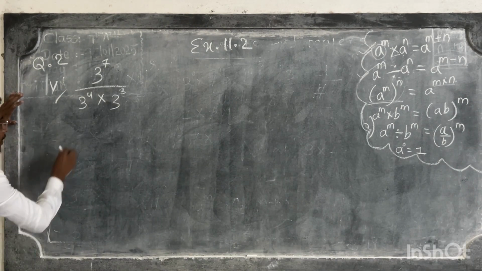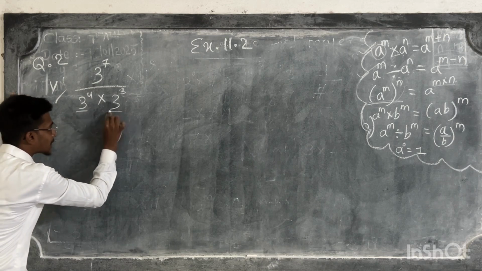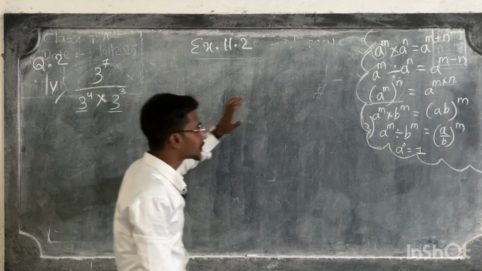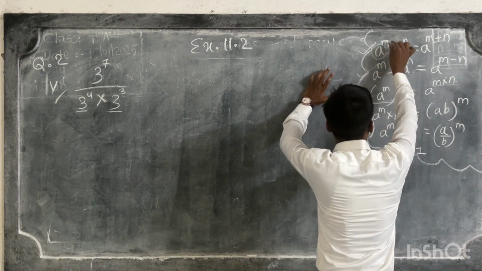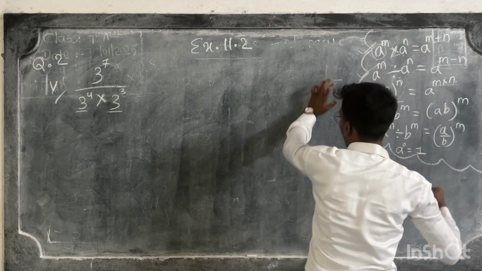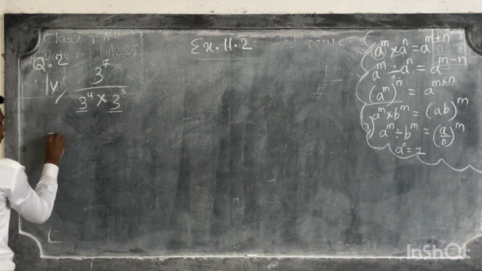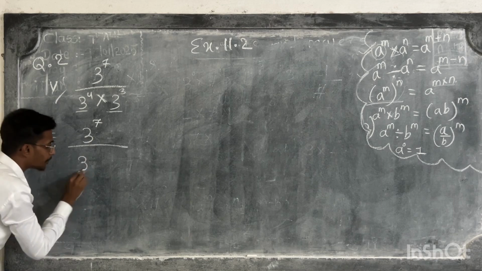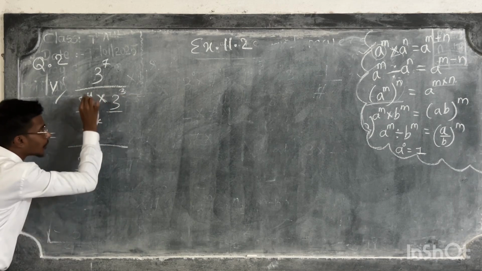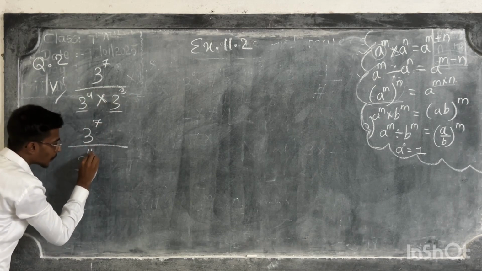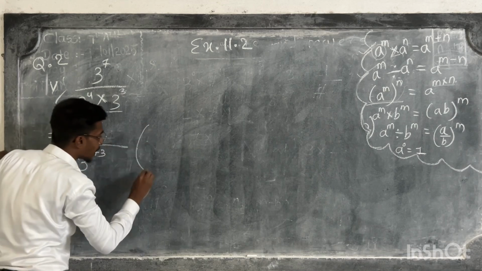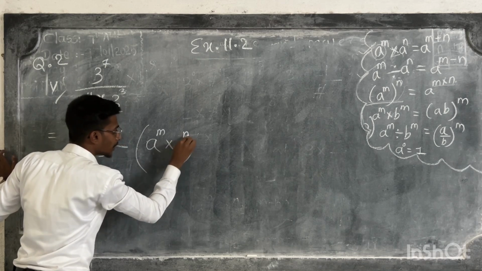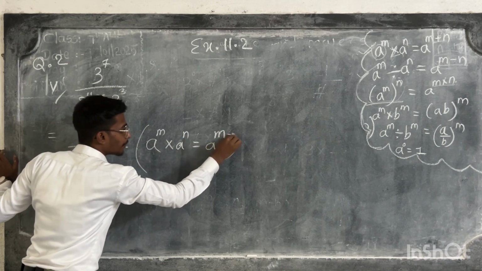So you can see in the denominator the base is the same and the power is different and both are in multiplication. So I can use this first identity here, a to the power m into a to the power n. Now we have to add both the powers here. 3 to the power 7 divided by 3 to the power m plus n, that is 4 plus 3. 4 plus 3. Write in bracket which identity you apply here. You apply here a to the power m into a to the power n is equal to a to the power m plus n.